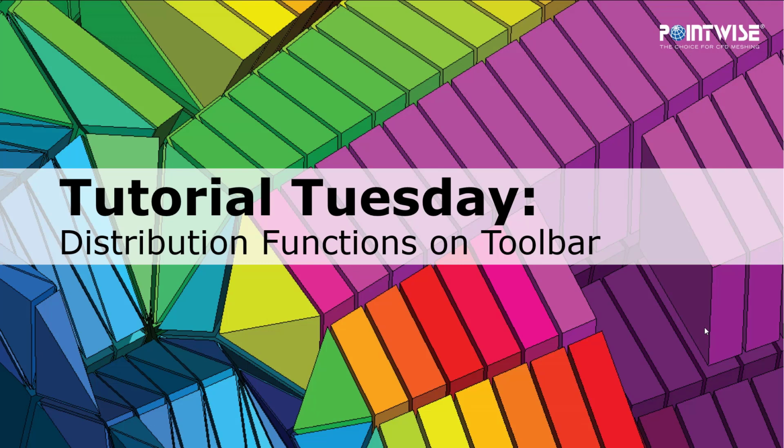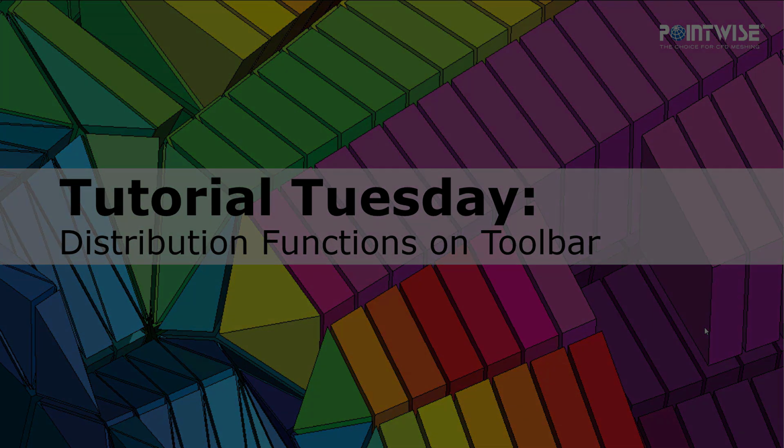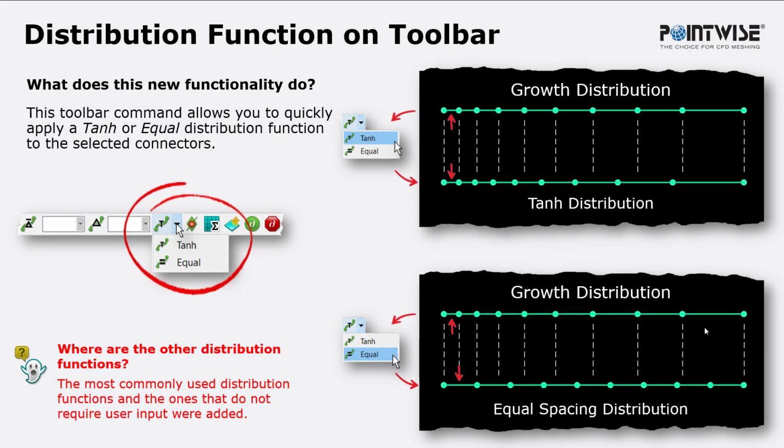In a couple of minutes, in this video, we demonstrate how to change the distribution function of the selected connectors directly from the grid toolbar. As you can see in this slide, we have added a new command to the grid toolbar that will allow you to change the distribution function of the selected connectors to either tanh or equal spacing.